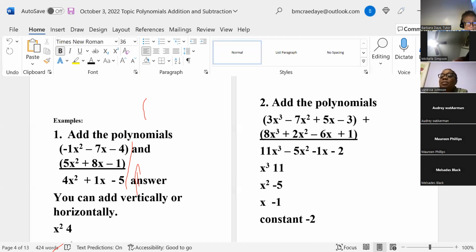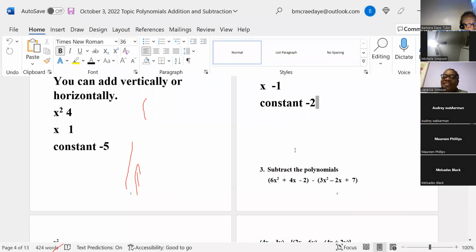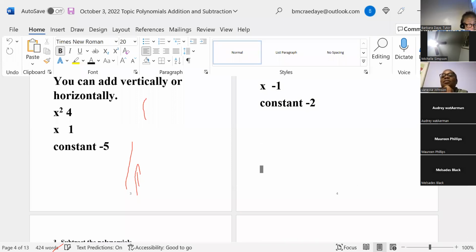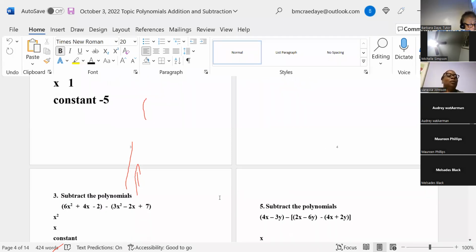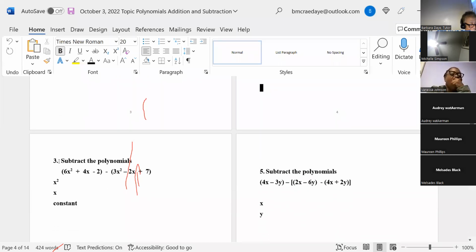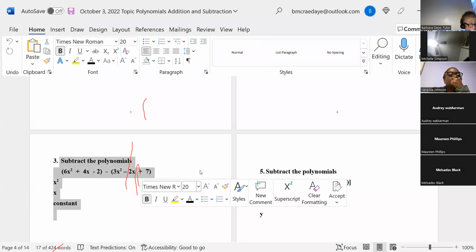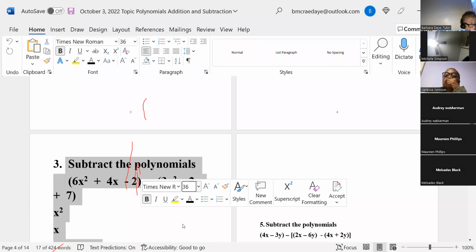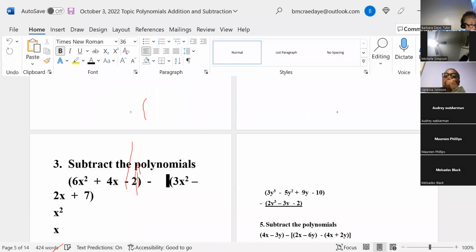Any questions on number 2? No questions. Now you're going to be on your own on number 3. So I'm just putting a subtraction here, and let me make it bigger. I want you to give me your answers. Audrey, can you see this? Okay, I'll put all that on one line. Number 3. I want everybody to do it.